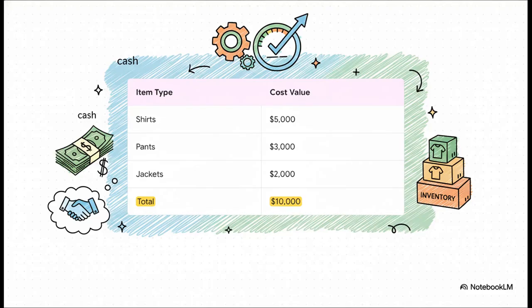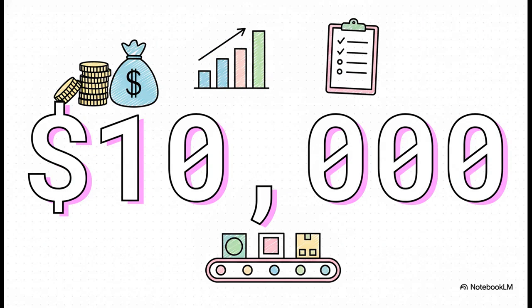Let's go back to our clothing store. Imagine their entire stock of shirts cost them $5,000 to buy from their suppliers. Then you add in the $3,000 cost for all their pants and $2,000 for the jackets. You just add it all up to get your total inventory value. And there you have it, a total inventory value of $10,000.